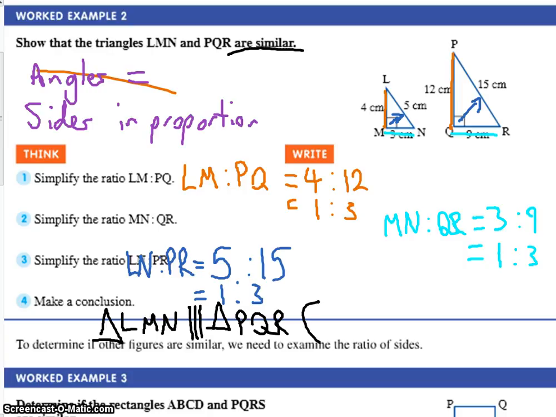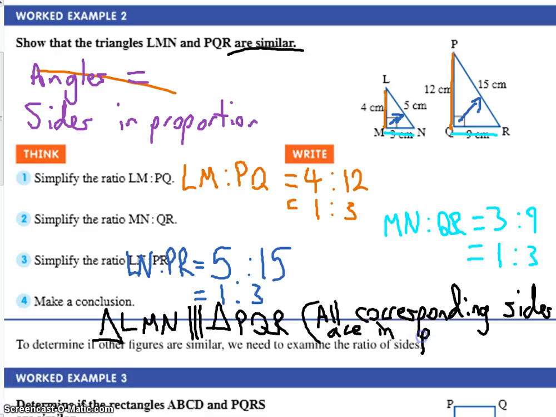What proof did we use? How can we say that they are similar? What did we use? All sides. Brilliant. All sides. All what sort of size? Starts with co and ends in corresponding. All corresponding sides are in proportion. And that is your proof.